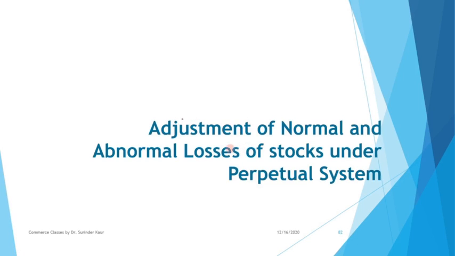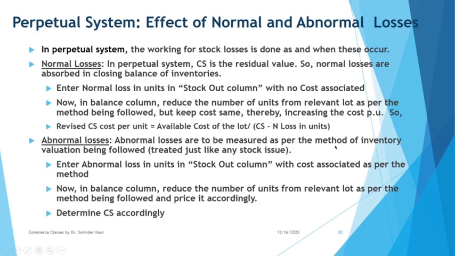Hello everyone, welcome to Commerce classes, and today we'll be working on adjustments of normal and abnormal losses of stocks under perpetual system. As we all know, in case of perpetual system, we prepare a stock ledger recording stock ins, stock outs and the updation of the stock balance with each transaction. So within that statement, the adjustment of normal and abnormal stocks will be like this.